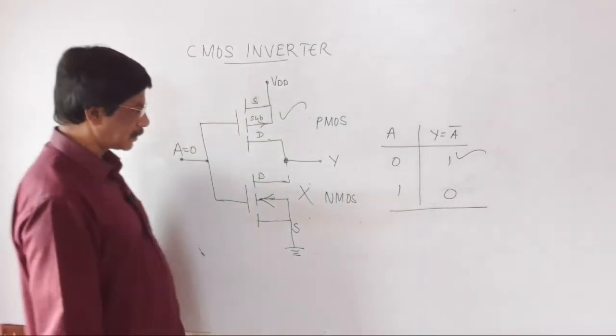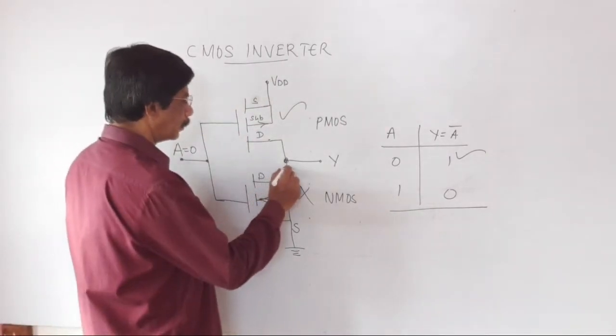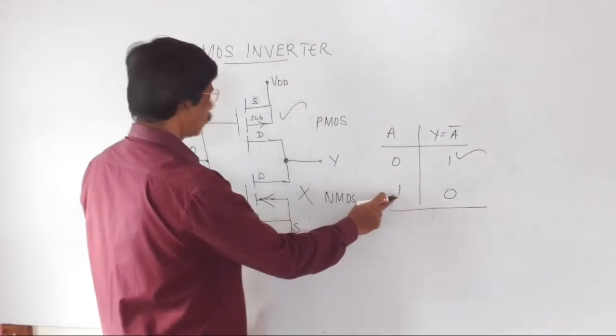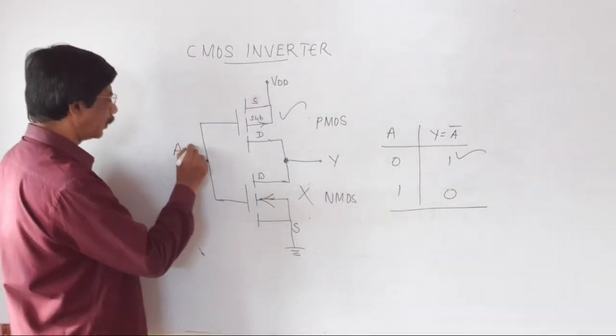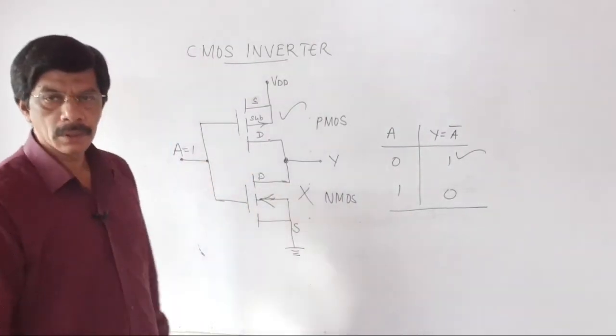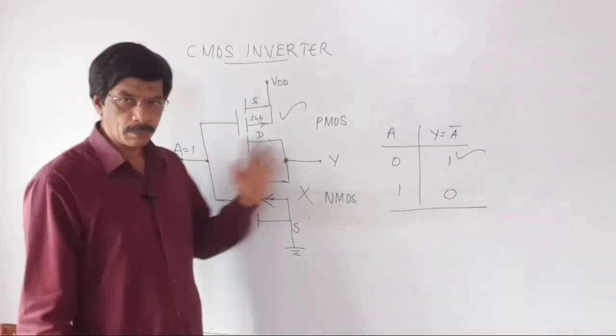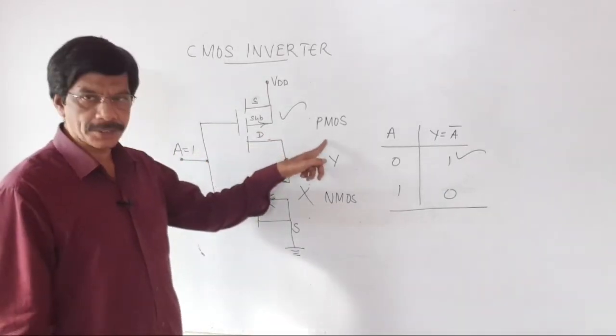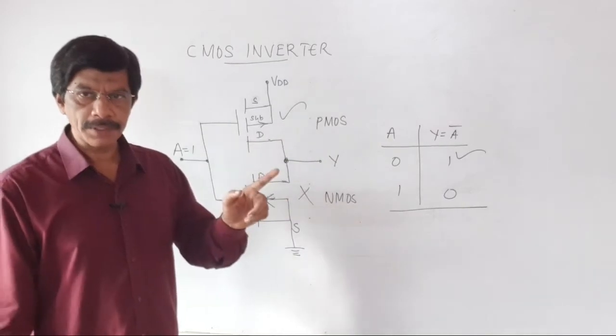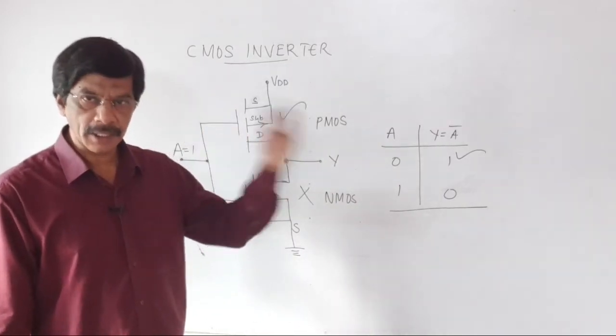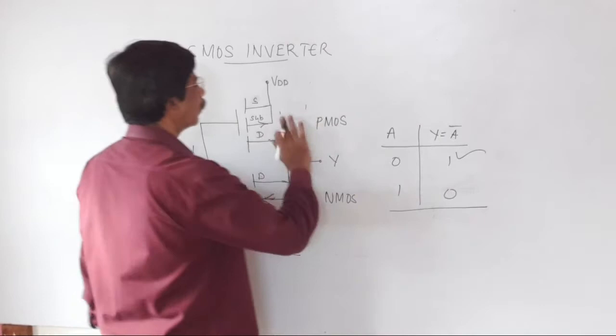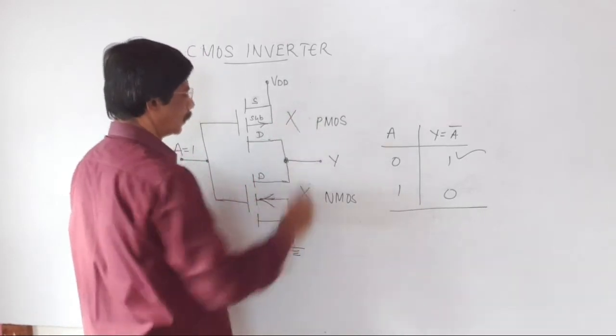In the second case, A is equal to 1. Apply A is equal to 1 here, a high voltage. When A is equal to 1, the input to the PMOS transistor is high. Definitely the PMOS transistor is in the off state. It is acting as an open circuit.